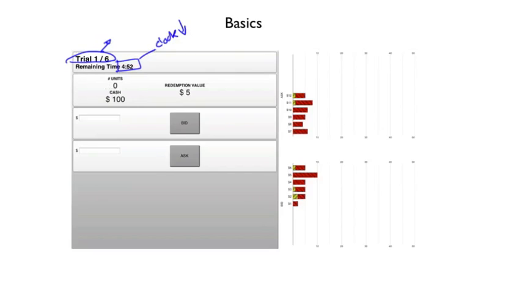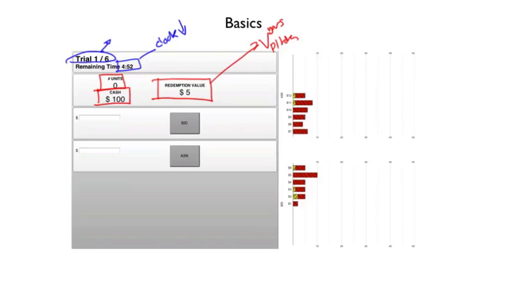Now, this next thing is keeping track of your account. This part is telling you how much cash you have in your account at any particular moment. This part here tells you how many tokens you have at any particular moment. And this is telling you what your redemption value is at the end of the trial. So this is B per token, and this is yours, which other people's may be different.